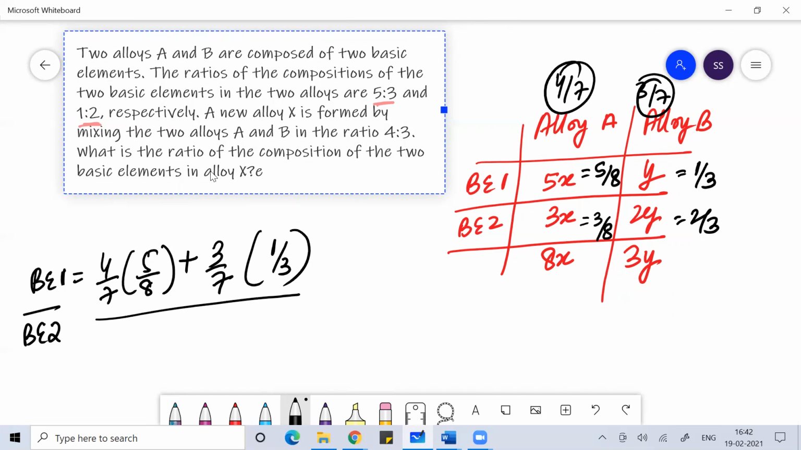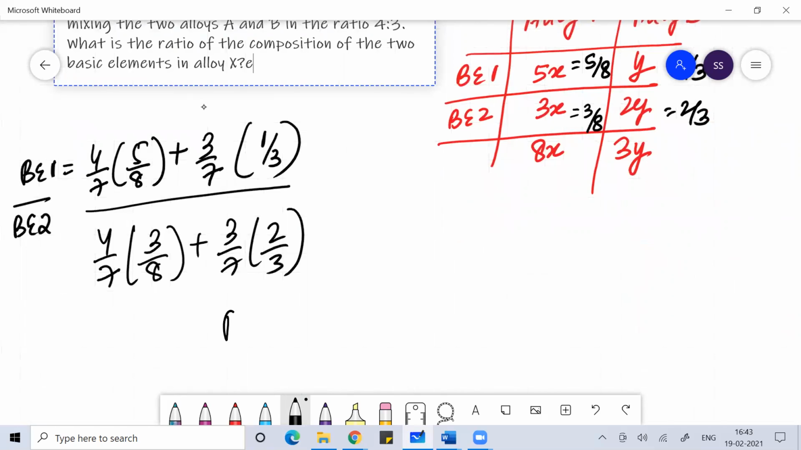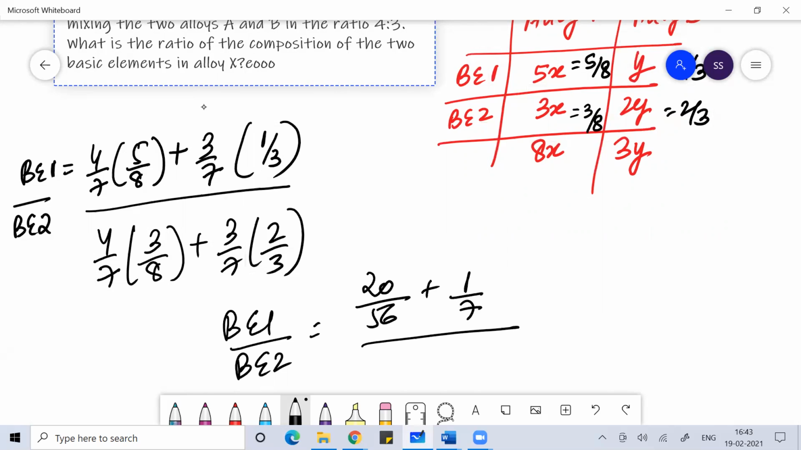This divided by basic element 2 of alloy 2, that would be 4 by 7 of 3 by 8 plus 3 by 7 of 2 by 3. So this will be basic element 1 by basic element 2. So this will be 20 by 56 plus 1 by 7 divided by 12 by 56 plus 2 by 7.